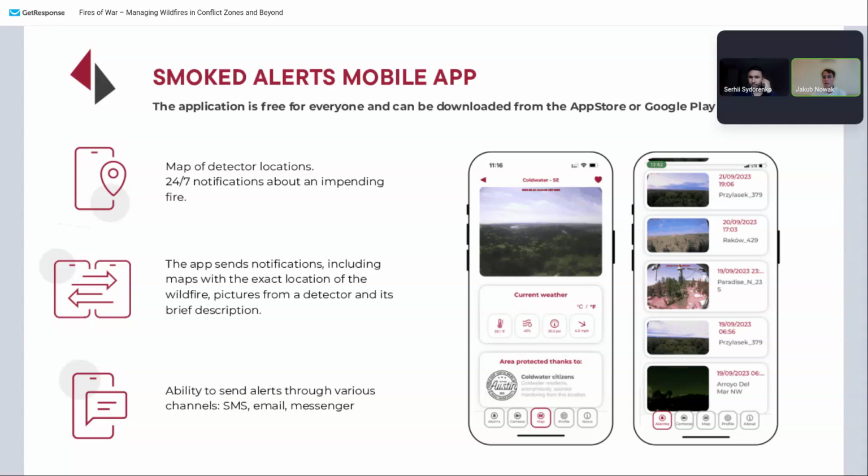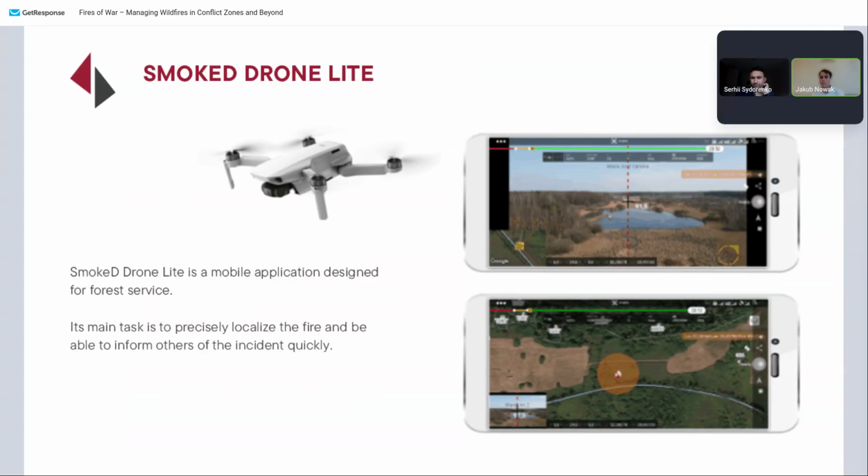Our mobile application is a light version of the web application. The only differences are you are not able to take control over the devices, and it's free to the public. So if you would like to see if there is any detector in your area, you can download it and subscribe to any detector, and you can check the live view and weather conditions, for example, if there is any in your area.